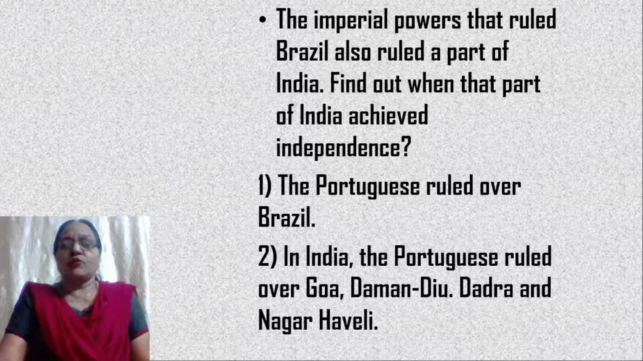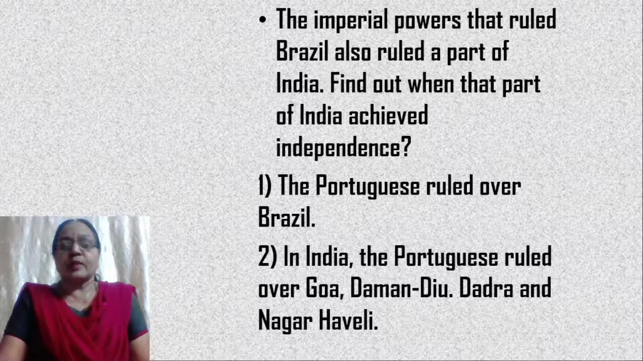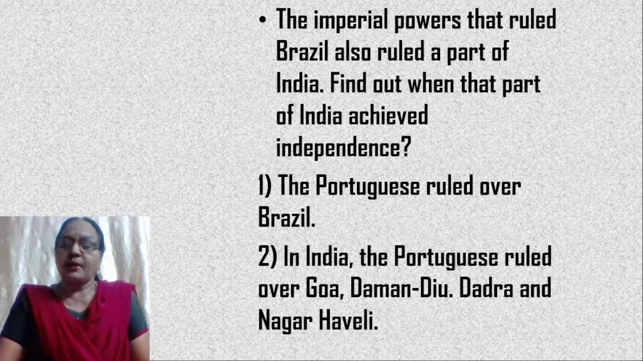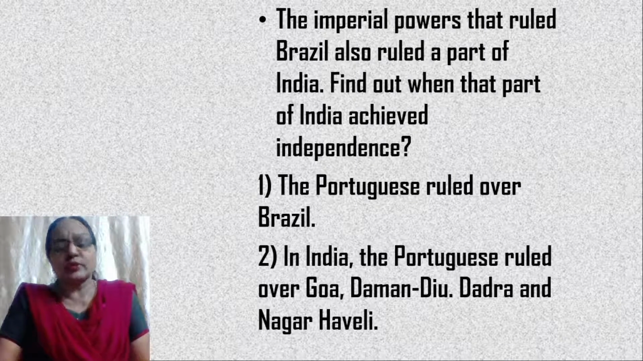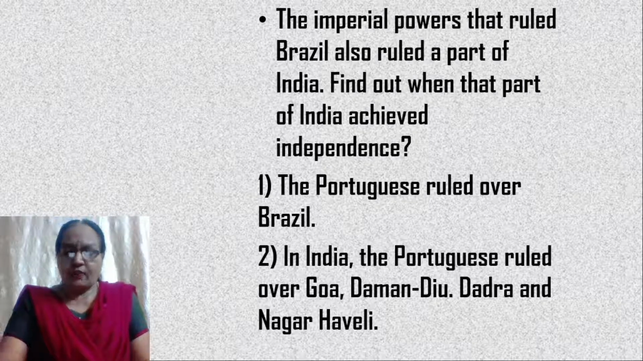Now find out when that part of India achieved independence. So let us come to the powers that ruled over Brazil. Who ruled over Brazil, children? It is the Portuguese. But you should also remember, children, some parts of India were also ruled by them. That is, the Portuguese ruled over Goa, Daman and Diu, Dadra and Nagar Haveli.